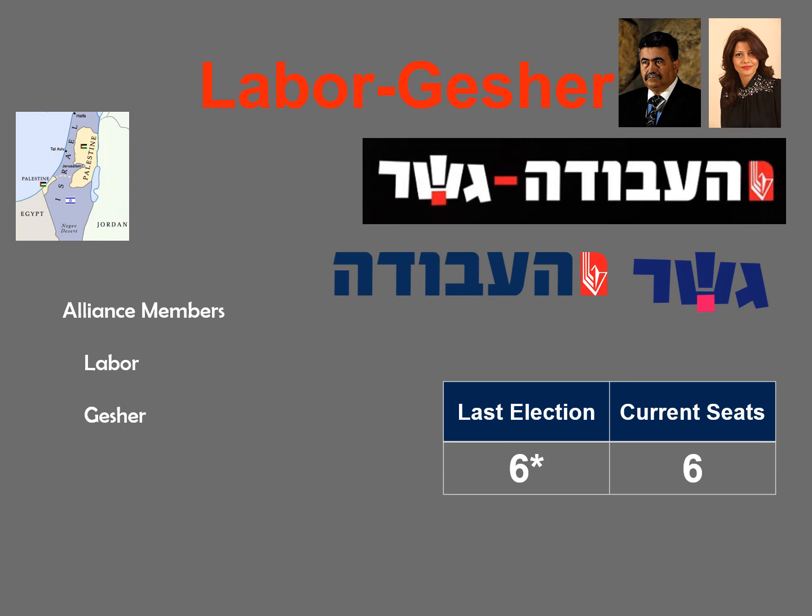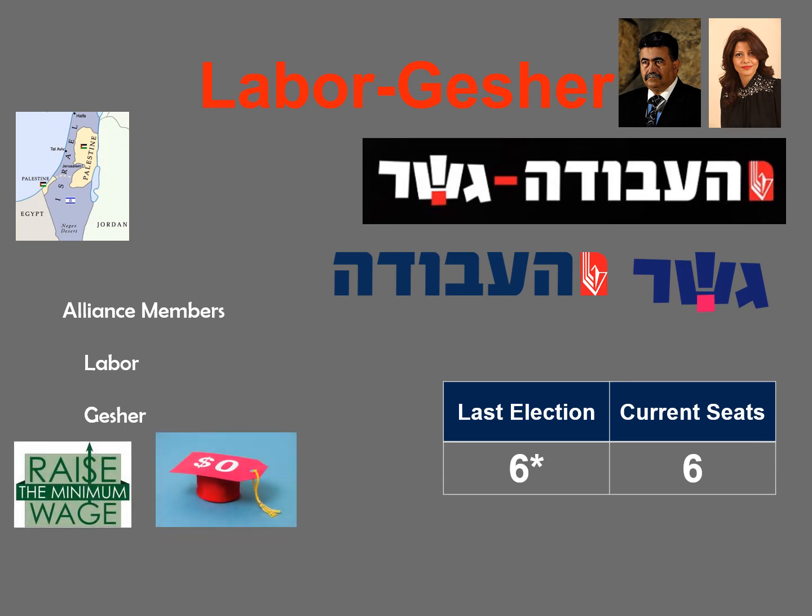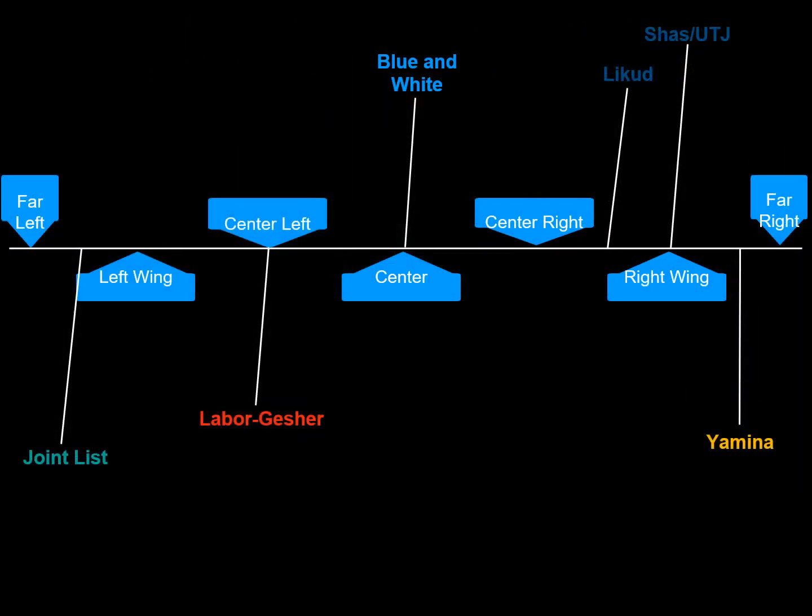Labor Gesher wants to increase the minimum wage, provide affordable public housing and free education, and increase funding for public healthcare programs. Labor supported Blue and White forming a coalition after the April election. The alliance is center-left, similar to the Social Democratic parties of Europe.